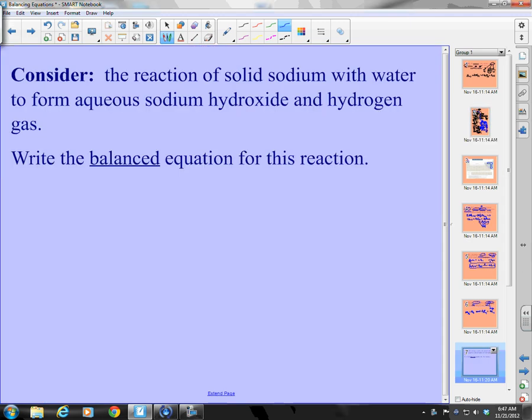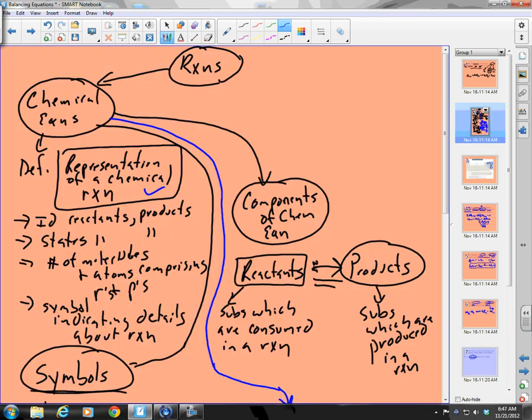Consider the reaction of solid sodium with water to form aqueous sodium hydroxide and hydrogen gas. Okay, that seems to be a piece of cake. Write the balanced equation for this reaction. Okay, I think we need to learn some more stuff. Let's go with green. I'm going to need a new line.